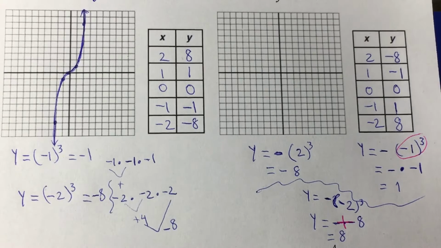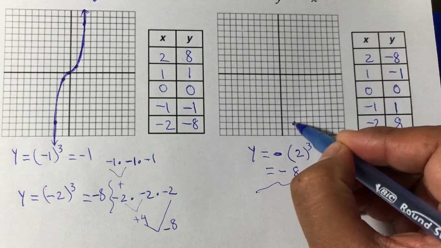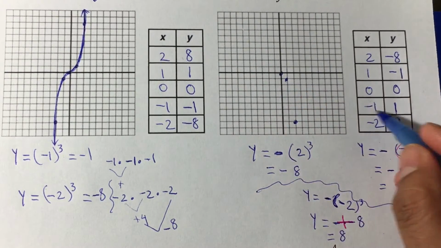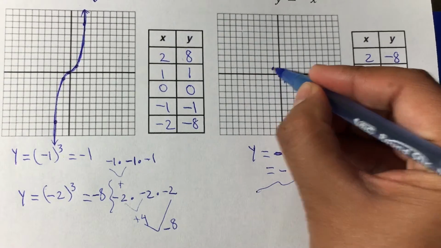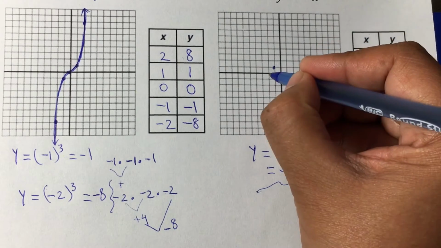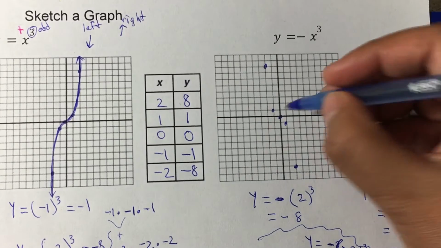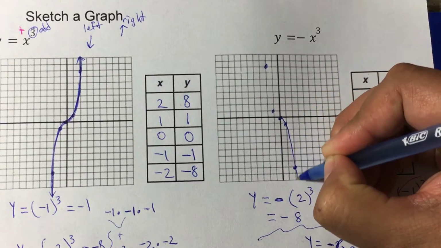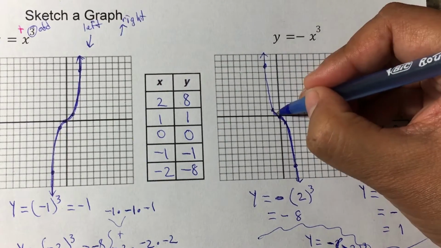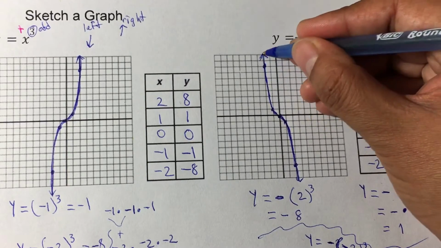Okay, we're ready to graph. 2, negative 8 is right there. 1, negative 1. 0, 0. Negative 1, 1. And negative 8. The last one is negative 2, positive 8. So my graph will be something like that. Again, you can go back to make it smoother for those curves.